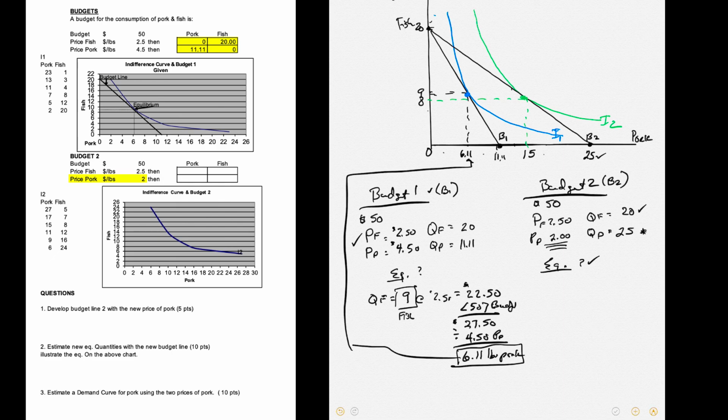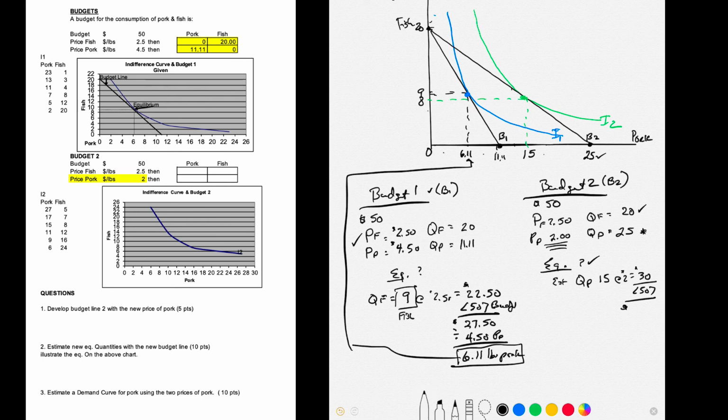All right, let's jump over now to budget 2. This was the graph right in the middle of the page, and you had to draw on this graph a new budget line, which I've drawn on my graph, and it started at 20 pounds of fish, but went all the way out to 25 pounds of pork. When you found the equilibrium on there, and this was my estimate, I had about 15 units of pork.